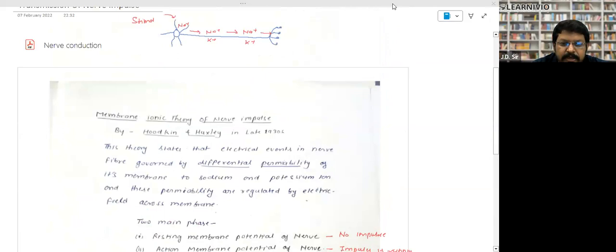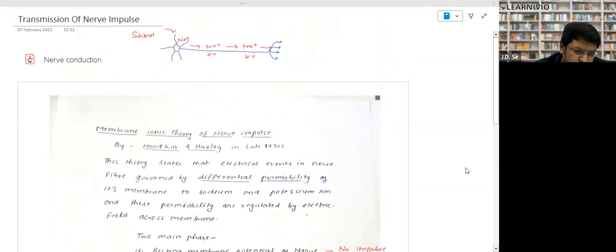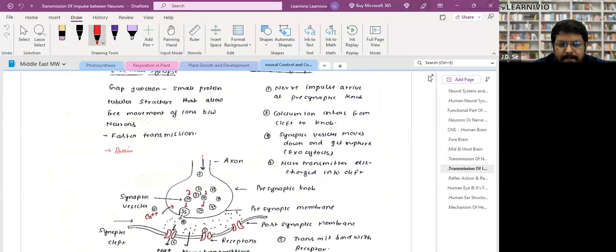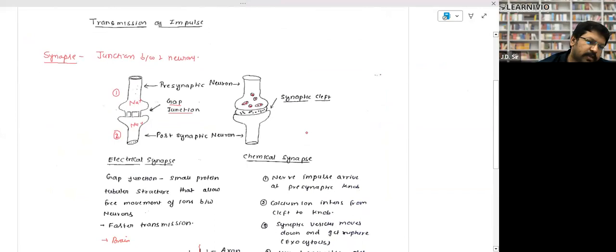By the way, the least chances are to ask this question. You have to remember who gave it, Hodgkin and Huxley. Now, how are impulses transmitted from one neuron to another neuron? I have already told you the junction between two neurons is known as synapse, or some people call it synapse. So the junction between two neurons is known as synapse.